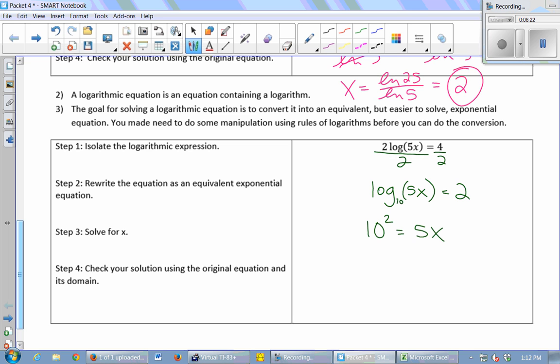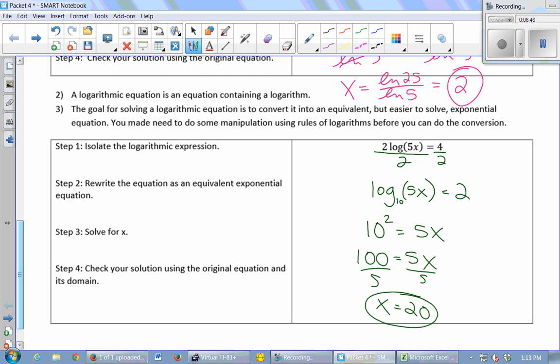10 is the base in both the logarithmic and the exponential equation. And then the 5x and the 2 swap places. But 10 squared is actually just 100, right? So this says 100 equals 5x. Divide both sides by 5. And x is 20.